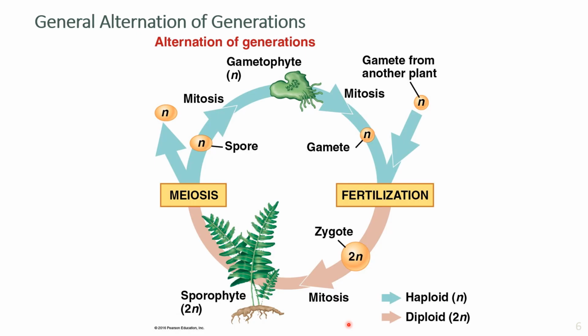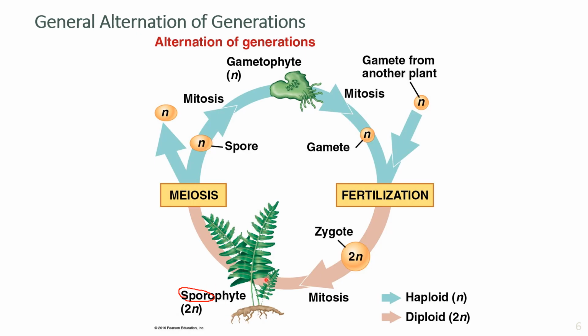But the general idea for alternation of generations, we're going to start down here with the zygote. The zygote is the fertilized egg. So we get a gamete from one plant, a gamete from another. So we've got a diploid zygote. This diploid zygote is going to divide by mitosis to produce the sporophyte plant. Then the sporophyte is going to produce spores, because remember, the sporophyte is our spore-producing multicellular body. So that sporophyte is going to produce spores.